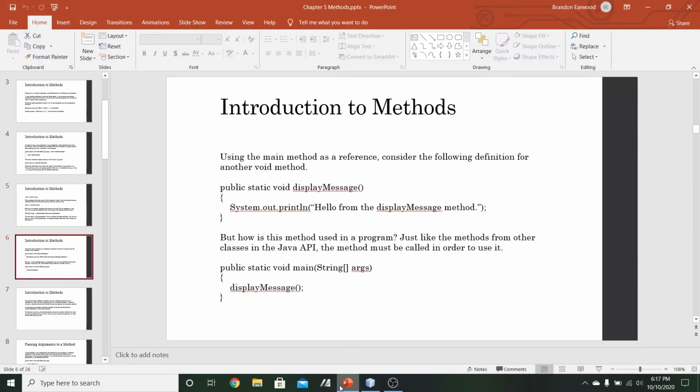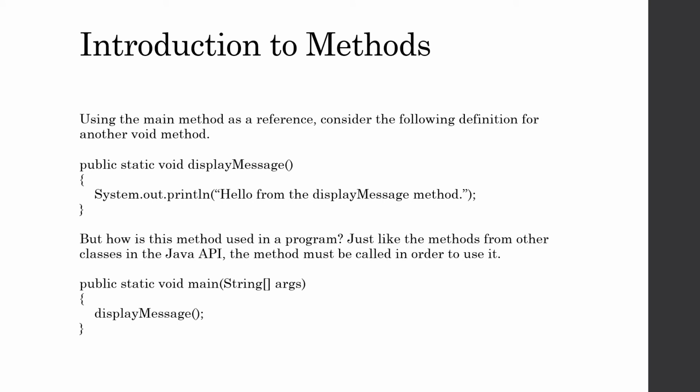So if we double check right here, there's a little bit more to look through. So how exactly do we use this method in a program? Well, just like the methods from other classes in the Java API, say like this print method or that math.pow, that pow method that we saw, in order to use it, we've got to actually call that method somewhere. And so the one part of our program that we always look at, or that's always going to do something, is the main method. We're always going to execute that.